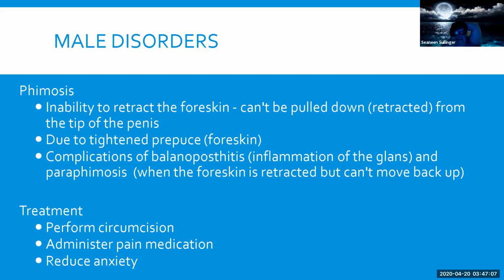And there's also something called paraphimosis, which is when the foreskin is retracted, but you can't move it back up the penile shaft. Both can be very painful, and oftentimes circumcision is performed. Pain medication and trying to reduce the anxiety is important.